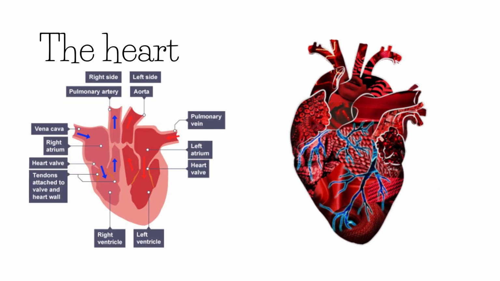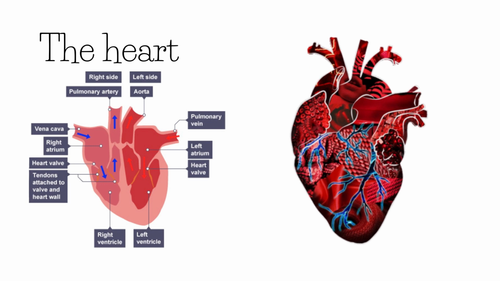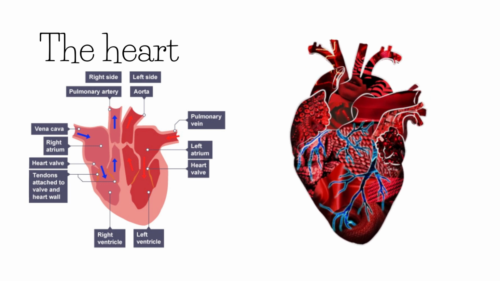Oxygenated blood flows from the lungs into the left atrium and then the left ventricle. From there it flows through the aorta to the body and capillaries, to the vena cava, to the right atrium, to the right ventricle, through the pulmonary artery, and finally back to the lungs.